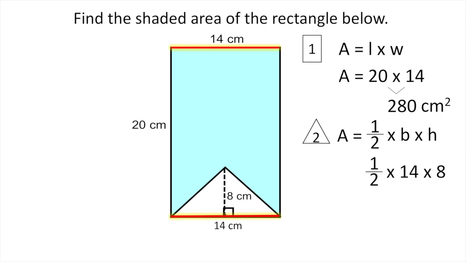So now I've identified my base and my height, and I'm filling it in the equation. Half times 14 times 8. Half times 14 is 7. 7 times 8 equals 56 centimeters squared.